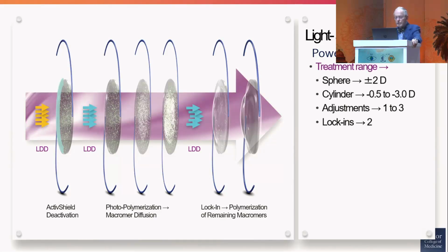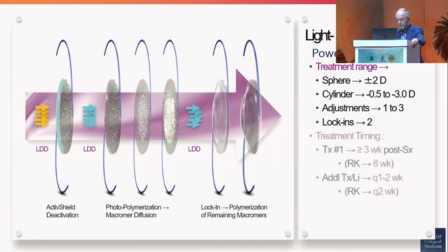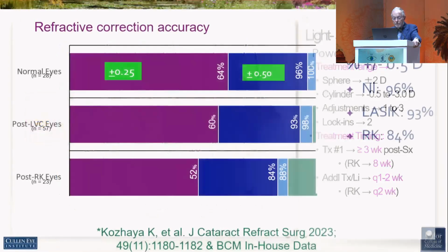And you can adjust up to about 2 diopters of sphere, up to 3 diopters of cylinder, and you can do up to 3 adjustments, and then you have to do 2 lock-in treatments to remove any remaining unpolymerized macromers. We start the treatments about 4 weeks post-op in our post-LASIK eyes. In RK eyes, we wait 8 weeks to make sure they've stabilized. It's a long process for these eyes.